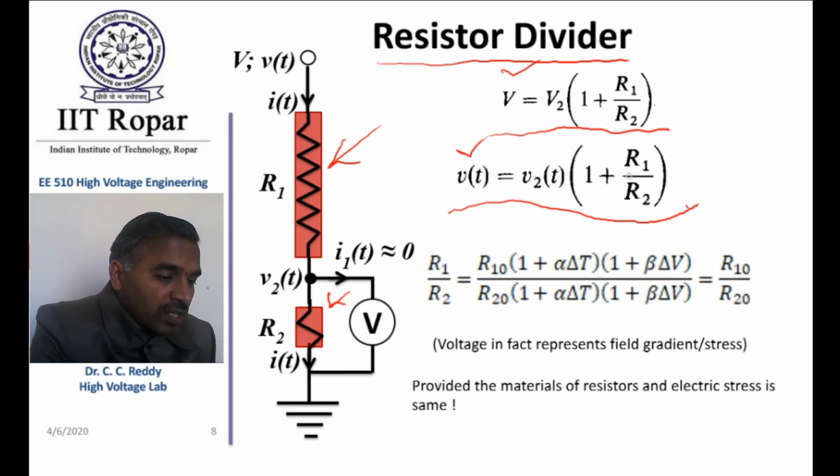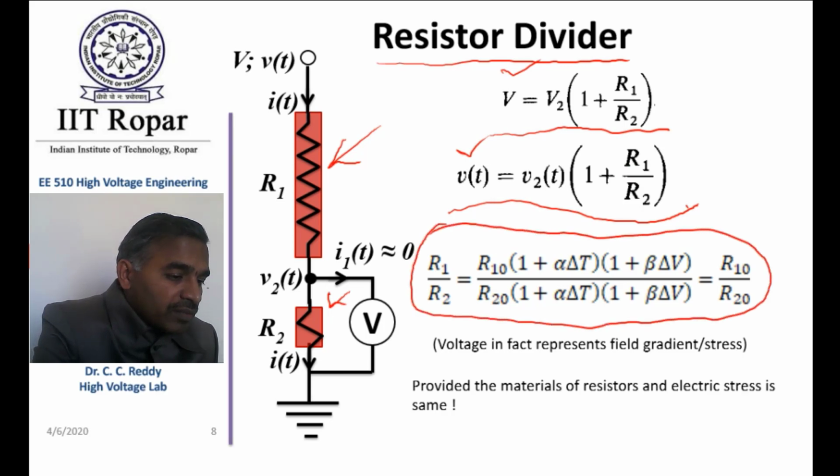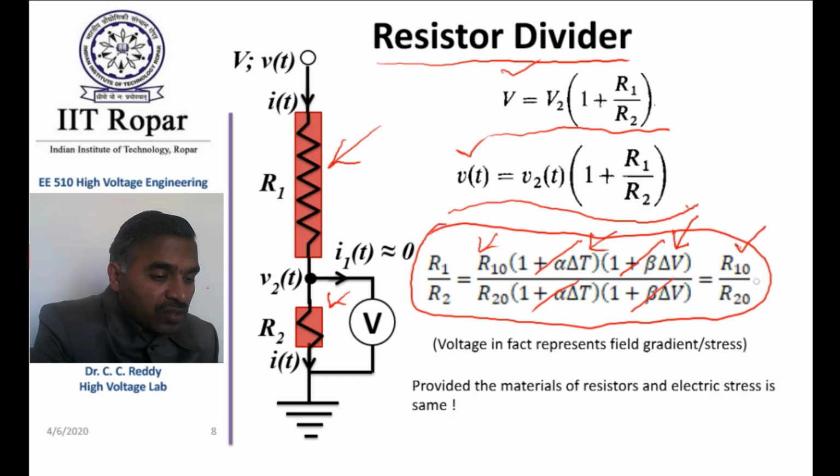Now you see here the ratio R1 by R2 can be written like this: R10 into (1 plus alpha delta T) into (1 plus beta delta V) divided by R20 into (1 plus alpha delta T) into (1 plus beta delta V). You can see this term and this term get cancelled, this term and this term get cancelled. Now it is simply R10 by R20. So irrespective of temperature variation and voltage variation, of course within certain limits, R1 by R2 is equal to R10 by R20.